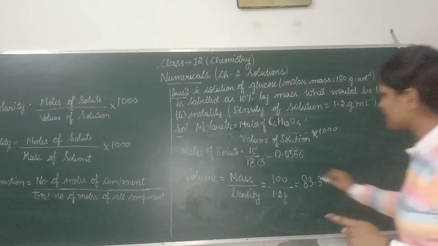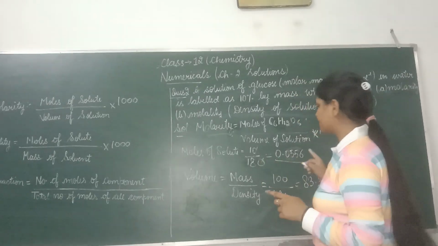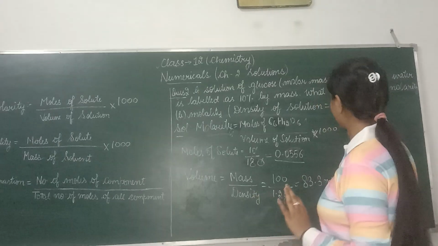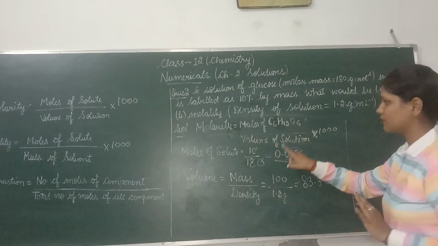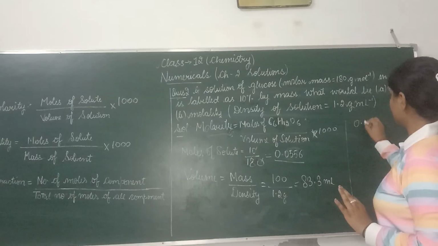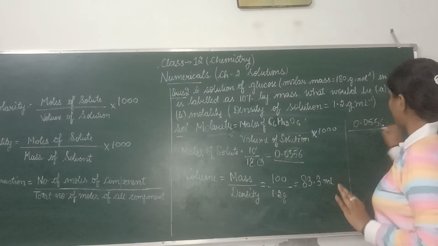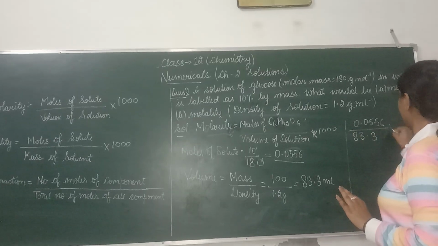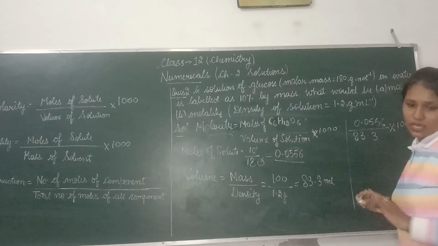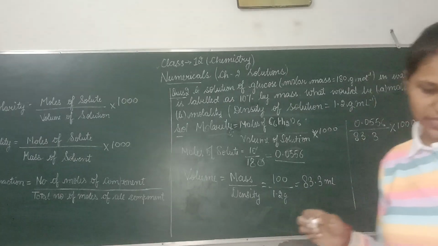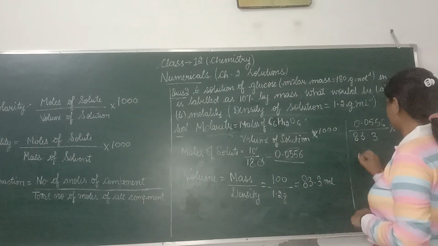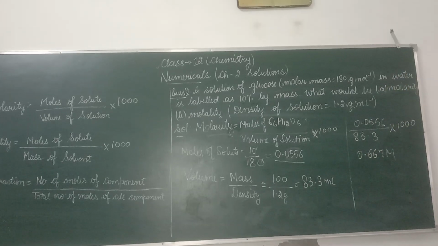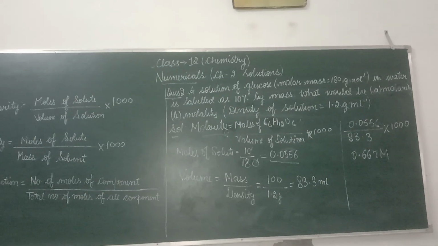Here is the moles of solute, 0.0556. So we have calculated the moles of solute and the volume of the solution. We will put them in the formula for molarity. Moles of solute is 0.0556 upon volume, which is 83.3, multiplied by 1000. By doing all the calculations, we get that the molarity is 0.667 molar. So now moving on to the next question.